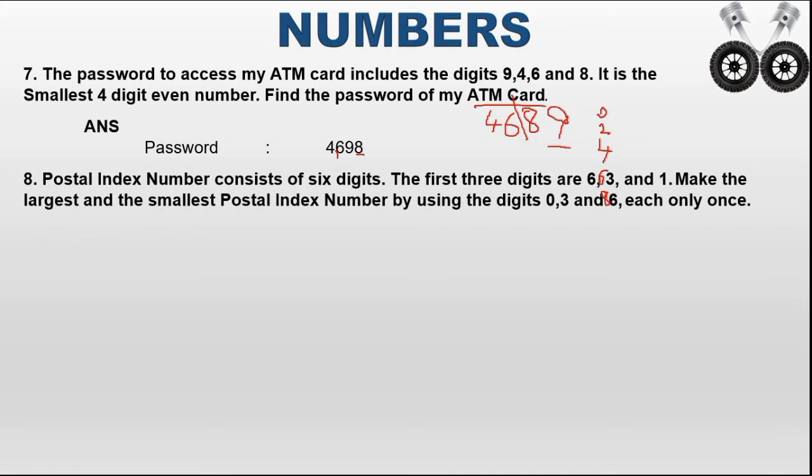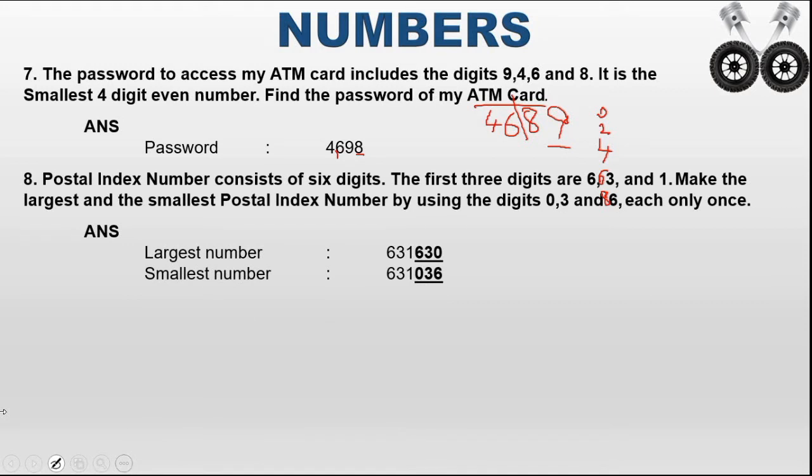Postal index number consists of 6 digits. The first 3 digits are 631. Make the largest and smallest postal index number using the digits 0, 3 and 6, each only once. Okay, so what is the problem given here? The postal index number, that is the PIN number, is given as a 6 digit number.